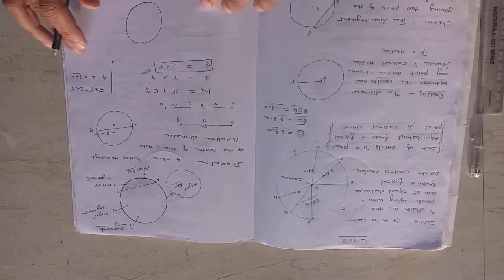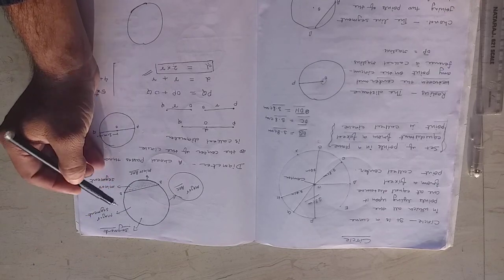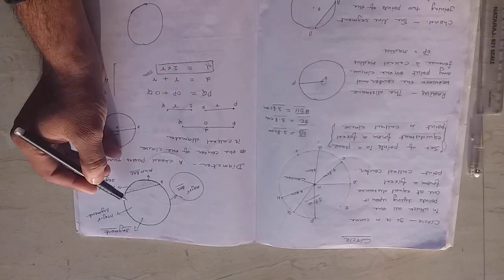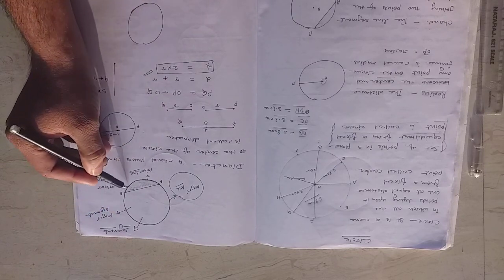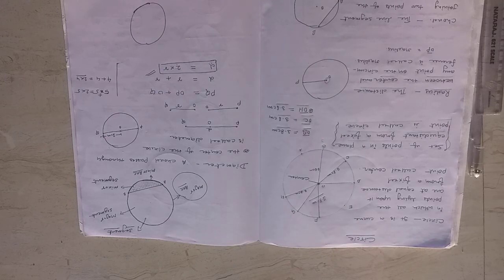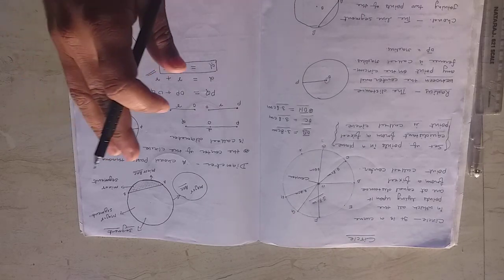Okay, so if the arc corresponds to the major segment, it is called major arc, and if the arc is corresponding with the minor segment, it is called minor arc. Now the diameter. Okay, so children, so we define a diameter.